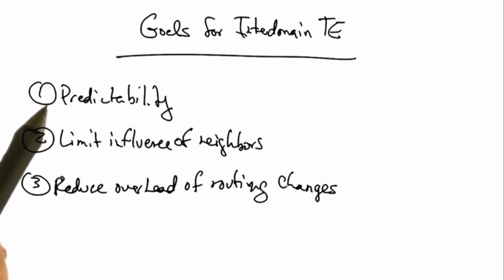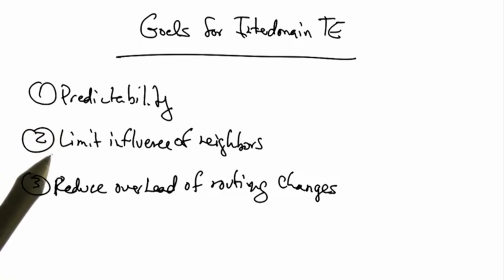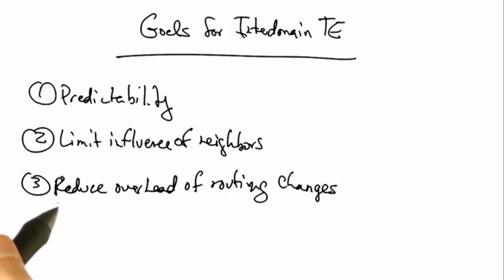In other words, it should be possible to predict how traffic flows will change in response to changes in the network configuration. Another goal is to limit the influence of neighboring domains. In particular, we'd like to use BGP policies and changes to those policies that limit how neighboring ASs might change their behavior in response to changes to the BGP configuration that we make in our own network. And finally, we'd like to reduce the overhead of routing changes by achieving our traffic engineering goals with changes to as few IP prefixes as possible.